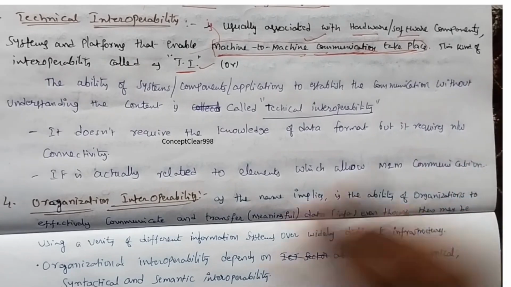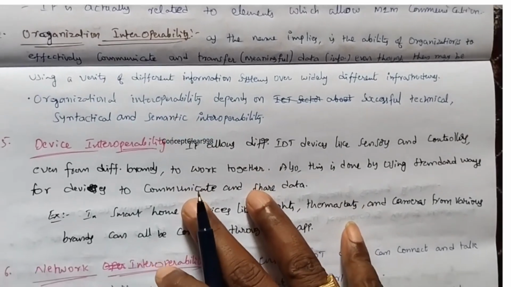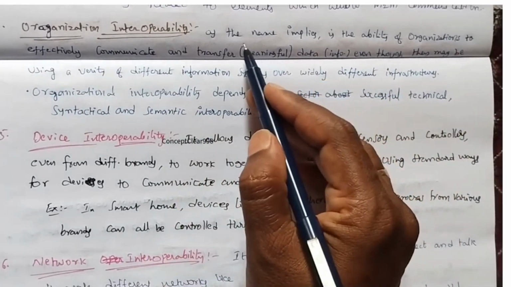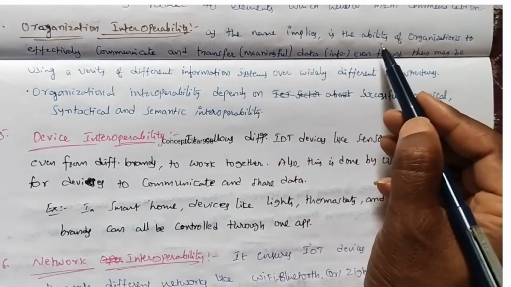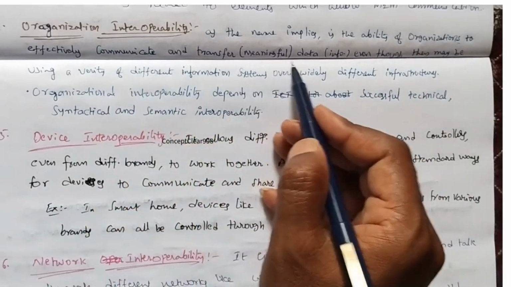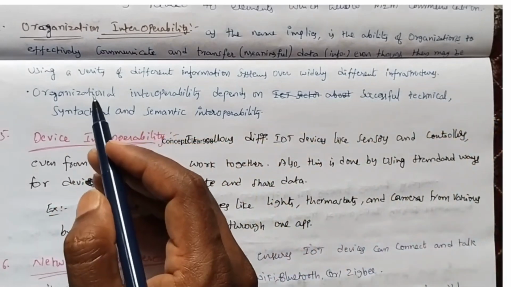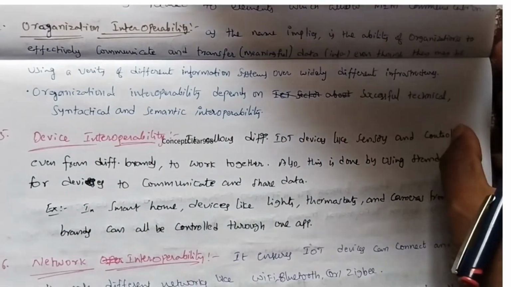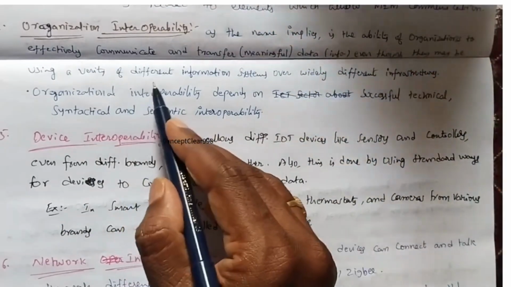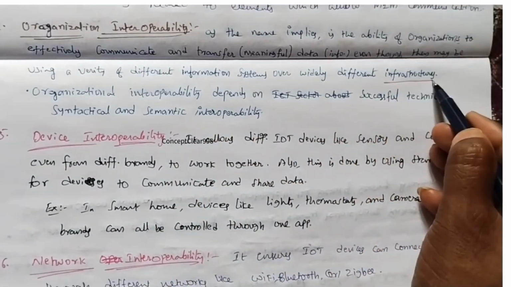technical interoperability. And the next one is organizational interoperability. What is the meaning of organizational? As the name implies, it is the ability of organizations to effectively communicate and transfer data, even though they may be using a variety of different information systems over widely different infrastructures.